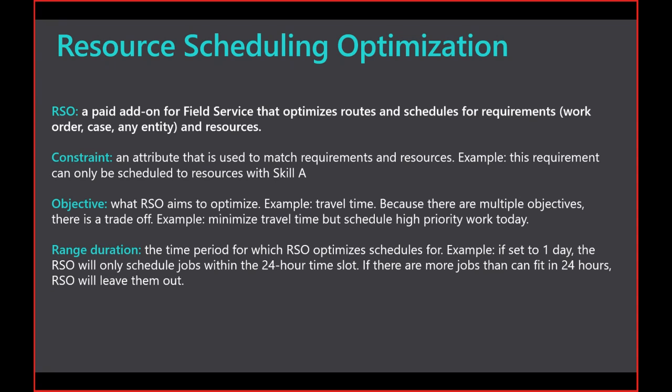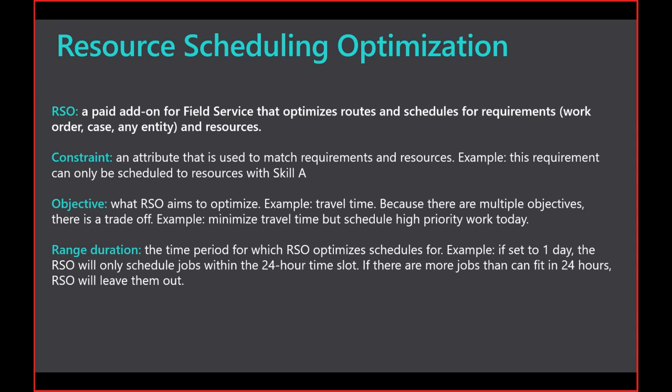Fei-Fei is also going to talk about new objectives for RSO. And an objective is what the RSO aims to optimize. So the most simple example is travel time. Travel time can be an objective, because RSO will try to minimize overall travel time. Now, RSO can have multiple objectives at one time, and this creates a trade-off.